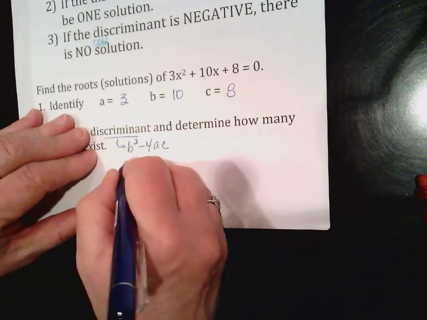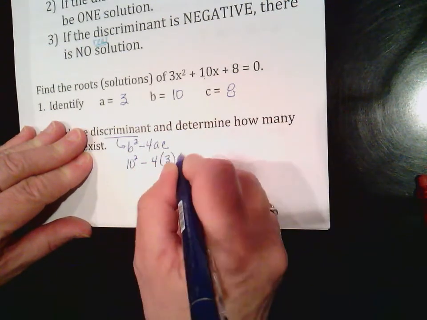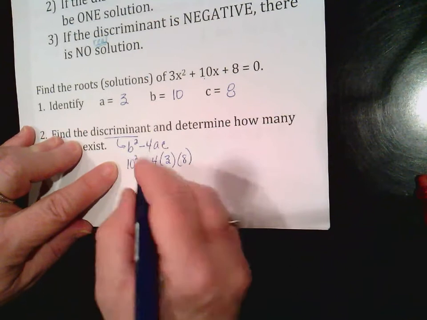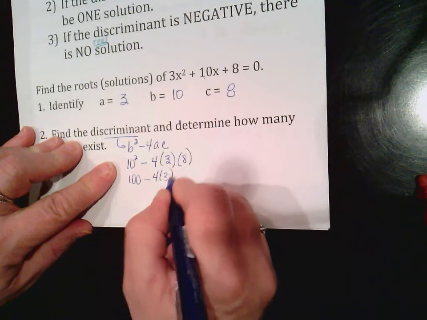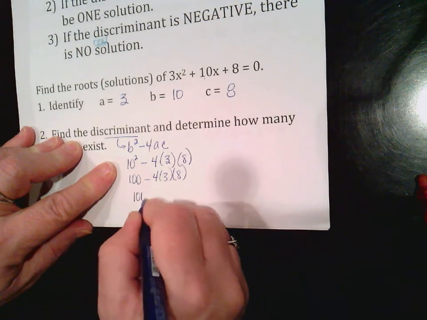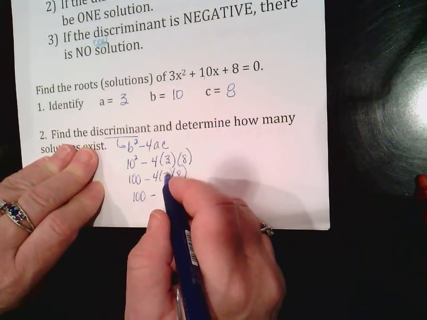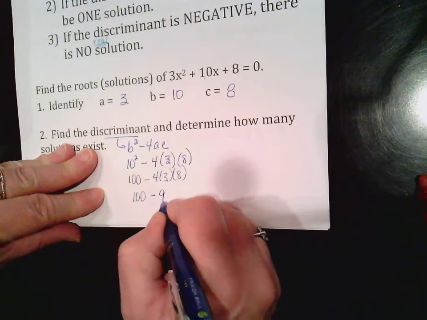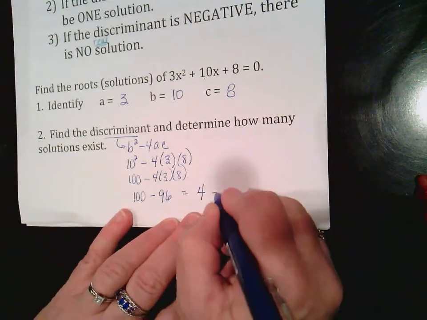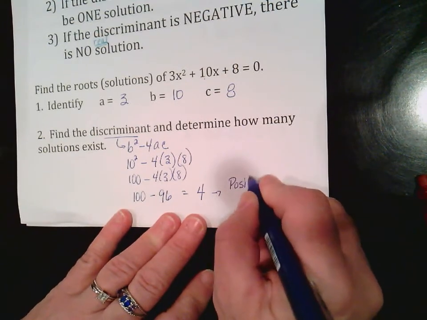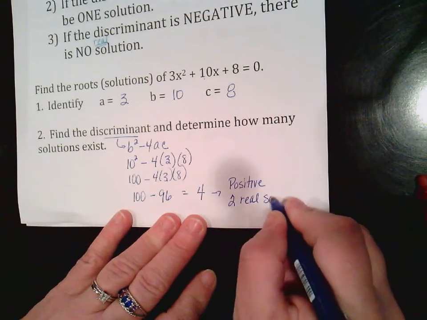My b is 10, so this is 10 squared minus 4 times my a, which is 3, times my c, which is 8. I'm going to do the exponent first. 10 squared is 100. Minus 4 times 3 times 8. So that's 100 minus 4 times 3 is 12. 12 times 8 is 96. So 100 minus 96 is 4. 4 is a positive number, which means we're going to have 2 real solutions.